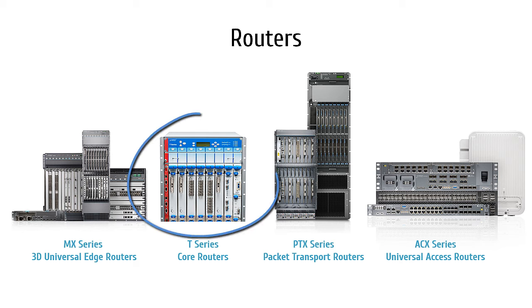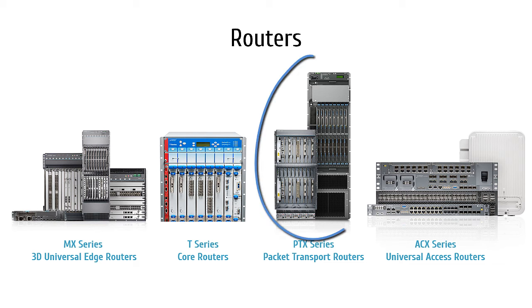Next, we have the T-Series core routers. These are IP MPLS core network routing platforms that scale from 320 gigabits per second to 1.6 terabits per second in a single chassis, and up to 25 terabits per second in a multi-chassis system. There are actually more of these routers installed around the world than any other core routing platform on or off the market from any manufacturer.